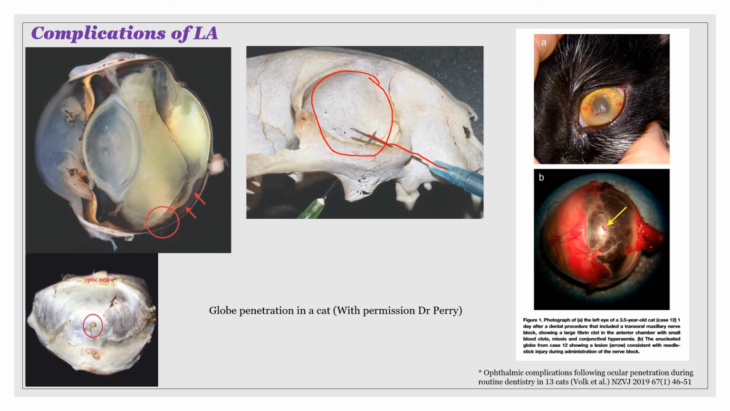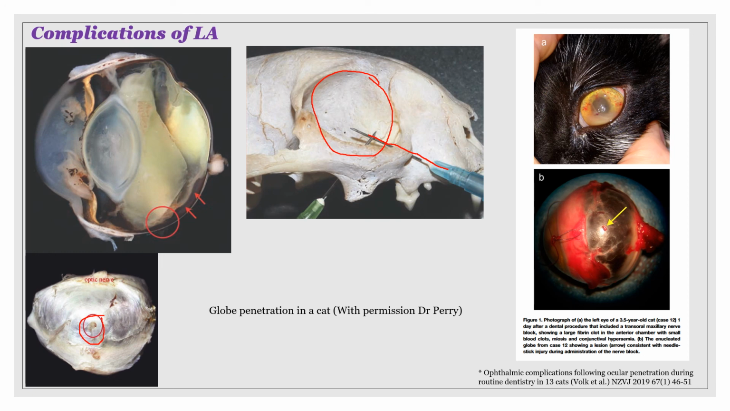You can see down here we have a globe penetration. Normally you can't save the eye if the globe has been penetrated. This is another intraoral approach just behind the zygoma. I rarely would ever use that approach. It is mentioned in some of the anaesthetic textbooks, but I would not recommend it. Again, the chances of getting a globe penetration is high.